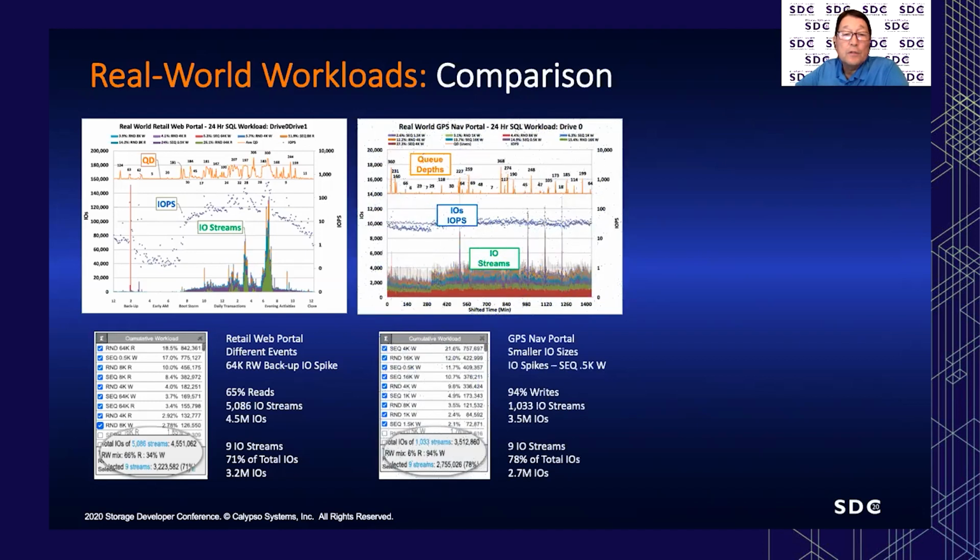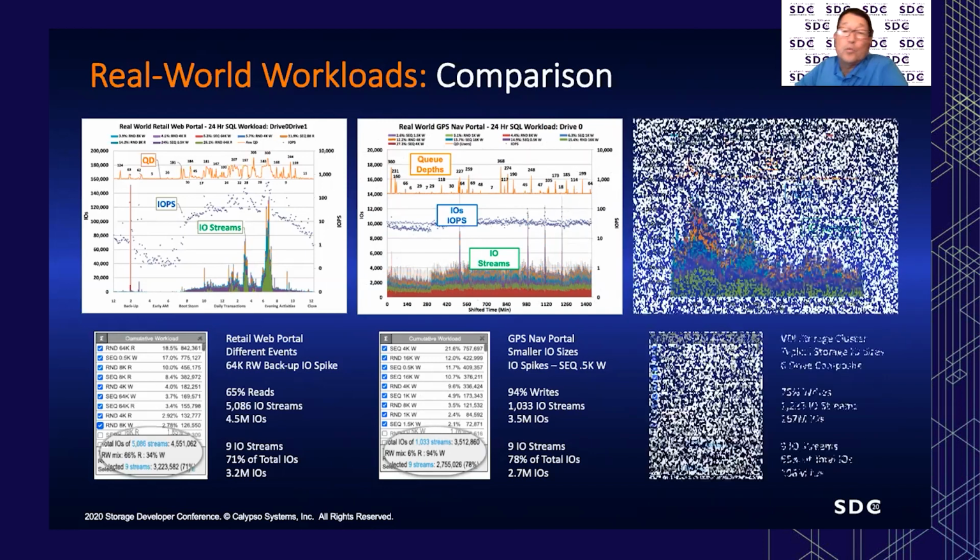Looking at the next workload, this is a GPS nav workload. And just comparing the two pictures, you can see that the IOs, the blue dots, are in a much tighter band, around 10,000 IOs. And there's 4 IO spikes of sequential half K writes. The IO streams are a collection of smaller IO streams, and the 9 most common IO streams out of the 1,000 streams are shown on the left. There are 3.5 million IOs, and the 9 IO streams are 78%, or 2.7 million of the 3.5 million.